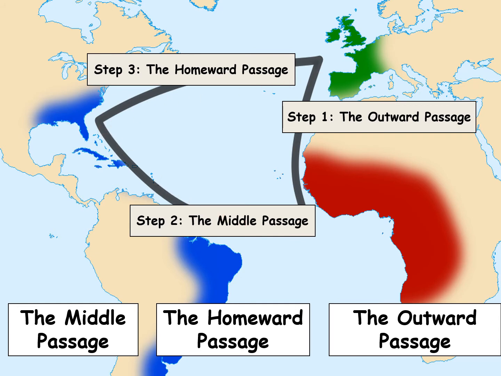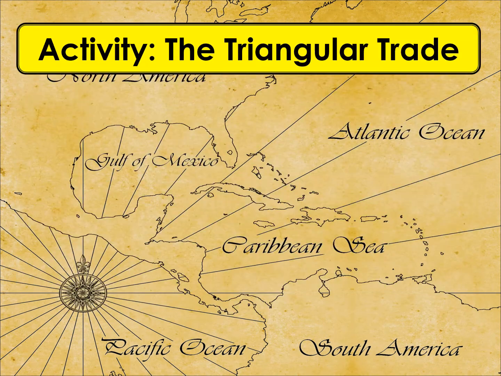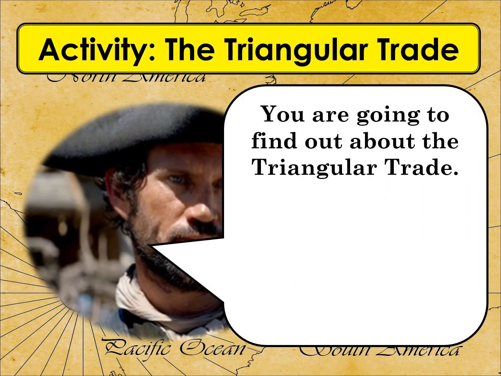And these are key points we need to know, but we're going to use a worksheet in a minute to fill in some more detail about this. So what you're going to do is find out more about the triangular trade, where the stops were and what was traded on it. You're going to use the next couple of slides to help you complete a copy of the map.